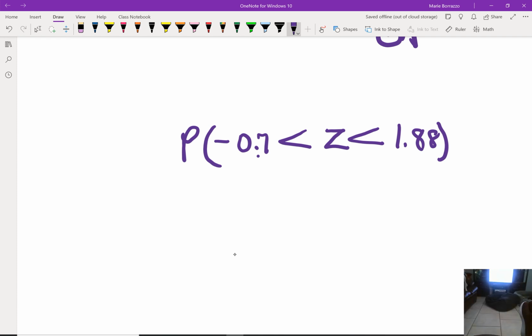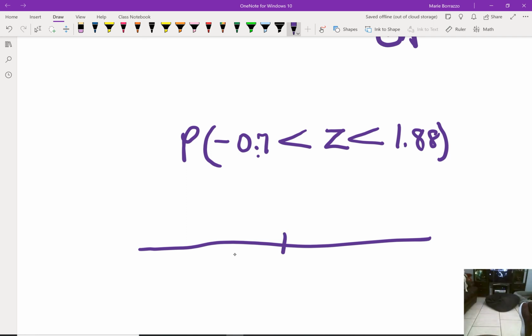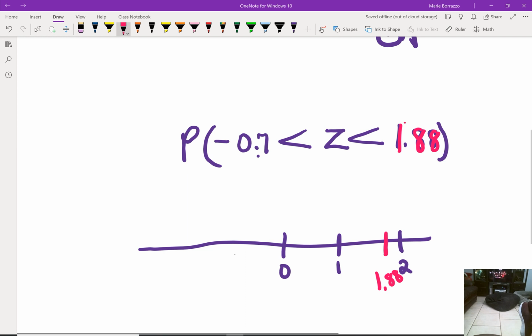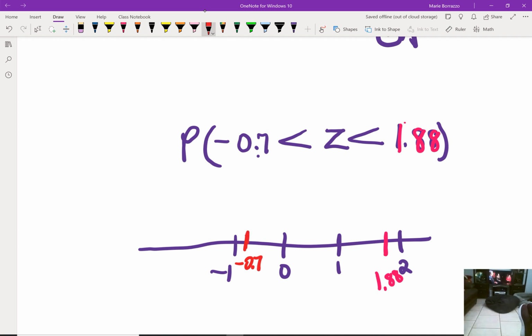So if you draw the picture just based on logistics, I want you to think of it this way. Remember, this is 0. This is z-score of 1. This is z-score of 2. So your 1.88 is very close to the 2. So this is where your 1.88 is sitting. Okay, so that's the 1.88. Then on this side of the equation, we have -1, and your value that you're focused on is negative 0.7, so it's somewhere here, and we're looking at the area between it.